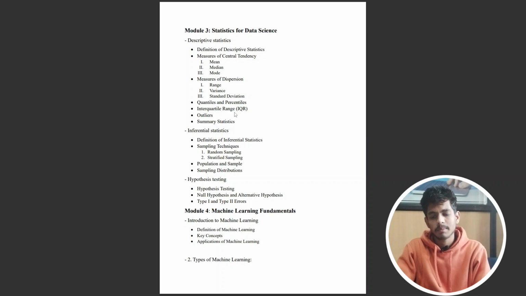After random sampling and sampling distribution, we go to population and sample distribution, and the main topic is hypothesis testing in statistics. We also cover the difference between the null hypothesis and the alternative hypothesis. There are two types of error: type 1 error and type 2 error. We also cover these types of errors, and these concepts are covered in the statistics playlist.